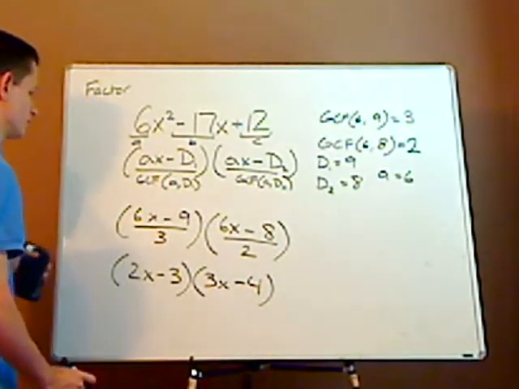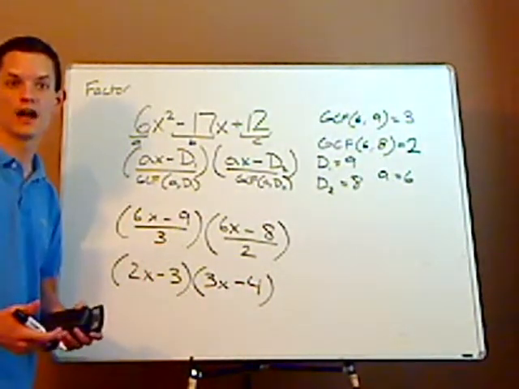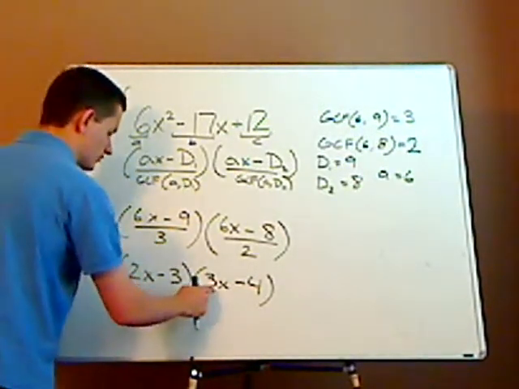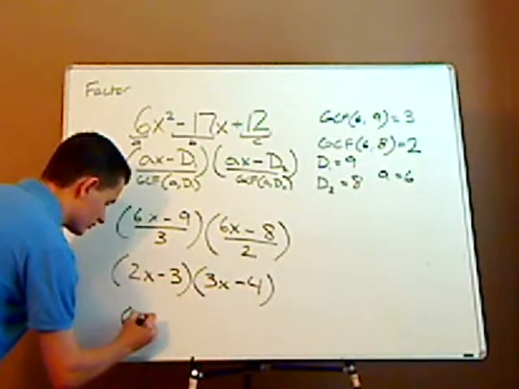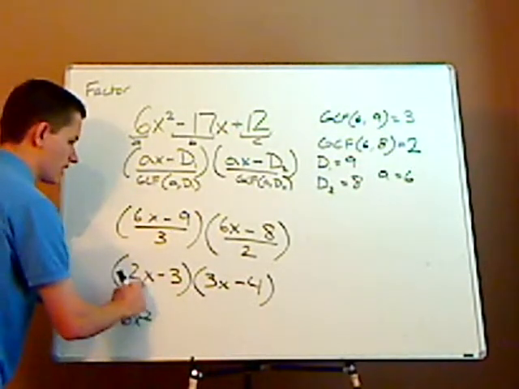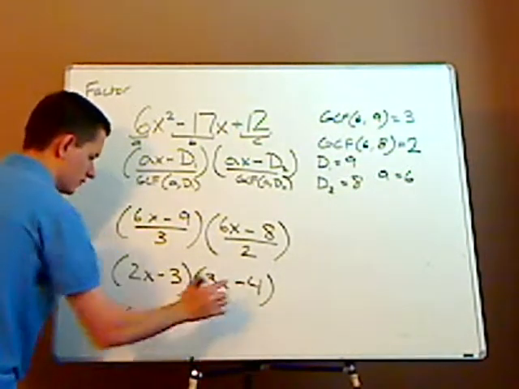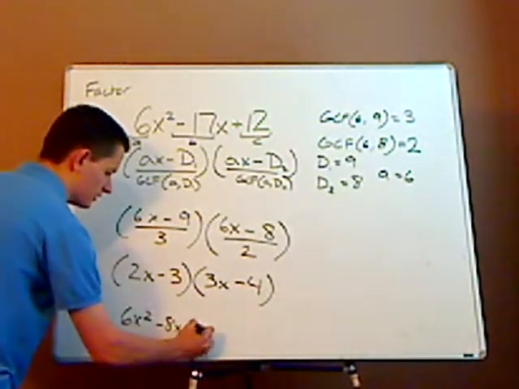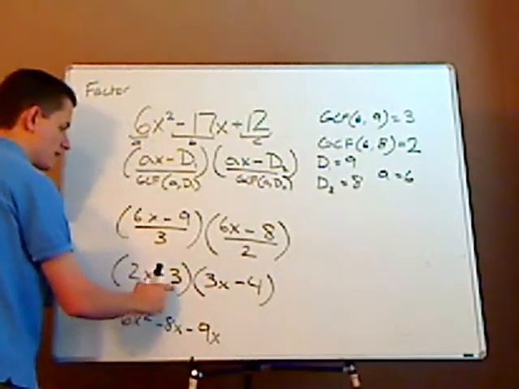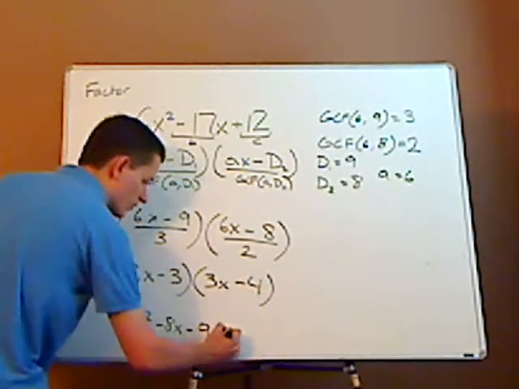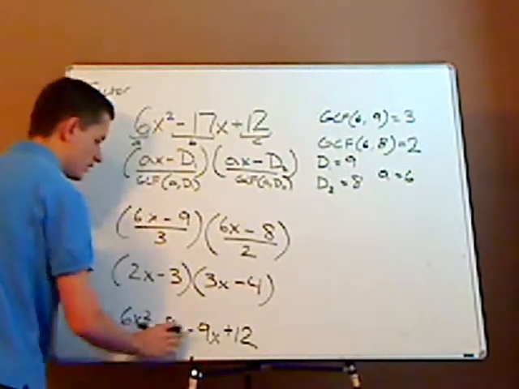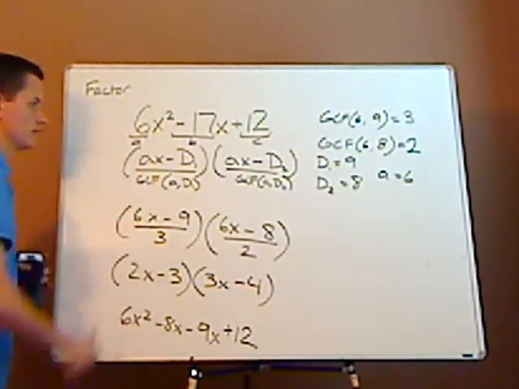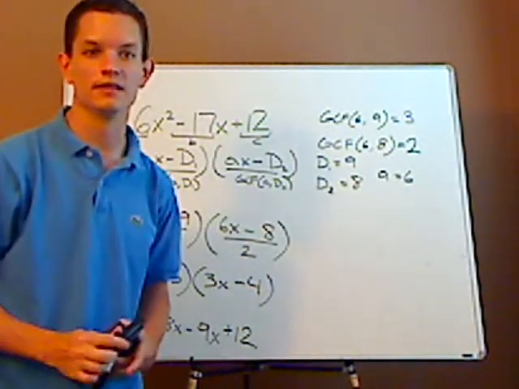Now let's check it. To check it, you do the opposite of factoring, which is FOILing, which is pretty straightforward. 2x times 3x gives you 6x squared. The outer, 2x times negative 4, gives you negative 8x. The inner is negative 9x. And then negative 3 times negative 4 is plus 12. And so when you combine like terms, you do get the original trinomial. So that is correct. And that's it.